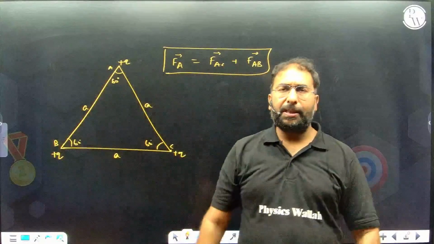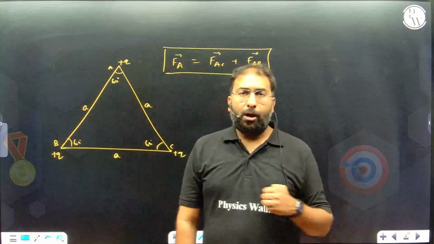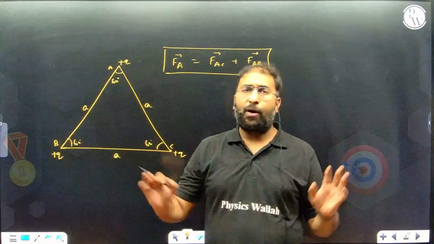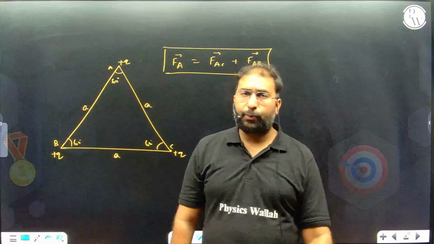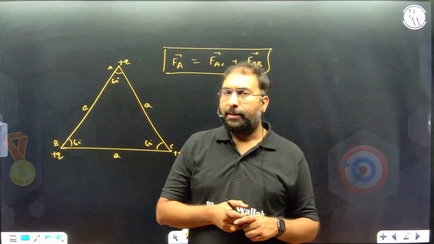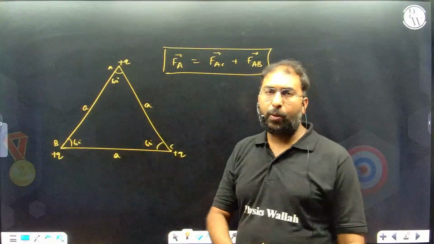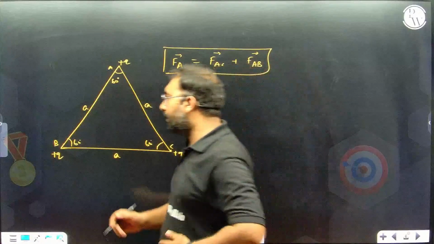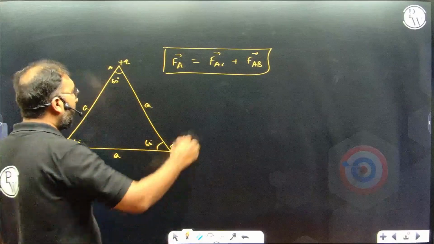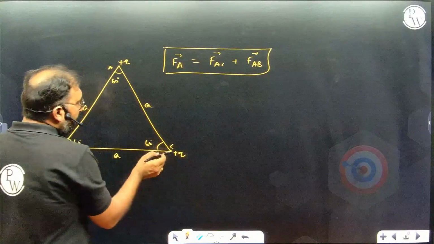So whatever may be the situation, whether the charges are arranged along a square, or along a rectangle, or in any manner, any form, I have to just apply the superposition theorem. That's it. And once you apply the superposition theorem, then only mathematics is left. You have to solve those mathematical equations and you can get the final answer. So in this case, I'll show you how I'm going to write down these expressions. Vectorially I have to add them.